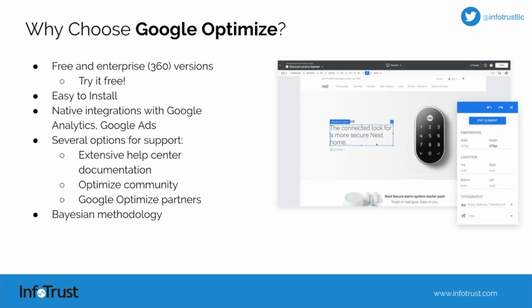So if your current analytics platform is Google Analytics, that integration is already available for you for building tests. There's several options for support, including an extensive help center with documentation, an Optimize community where you can post in forums and get advice and support from other users that are actively working through Optimize, and then Google Optimize partners like InfoTrust. Google Optimize also uses a Bayesian methodology. If that's something that you're interested in, we can definitely share a little bit of information about that methodology, but it's definitely a much larger conversation.